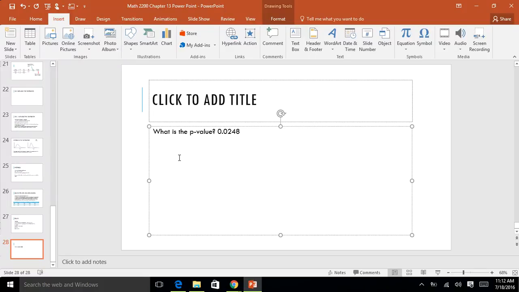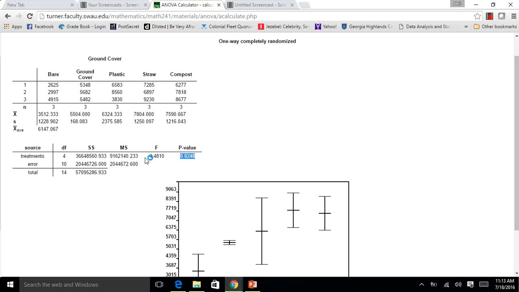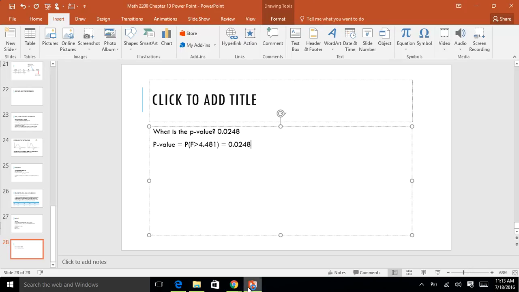Another way they write it in the book is p-value equals P where F is greater than 4.481. The reason they're doing that is, remember I said it was a right skewed test, so F is always going to be greater than that. Where's that 4.481 coming from? All that is the F value sitting right there. If the book wants you to write it that way, that's another way to do that.